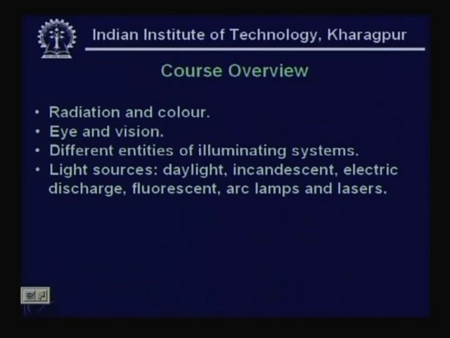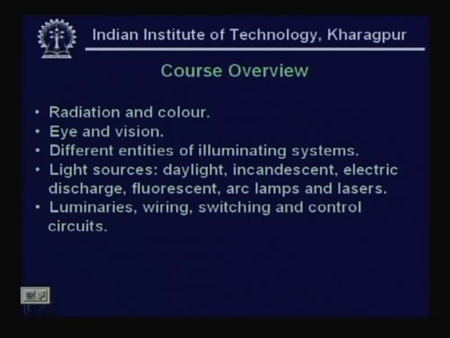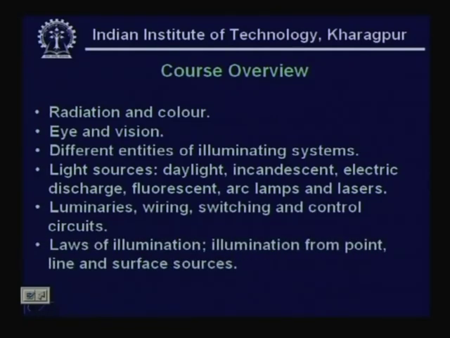The light sources have to be observed considering the daylight, which is the normal natural light, the artificial lights formed by incandescent, electric discharge, fluorescent, arc lamps and lasers. The luminaires, wiring, switching and control circuits. Obviously, here there is an implied understanding that artificial lighting employs electrical energy, and hence the various control aspects that involve using electrical circuit systems are being addressed. Laws of illumination, illumination from point, line and surface sources.